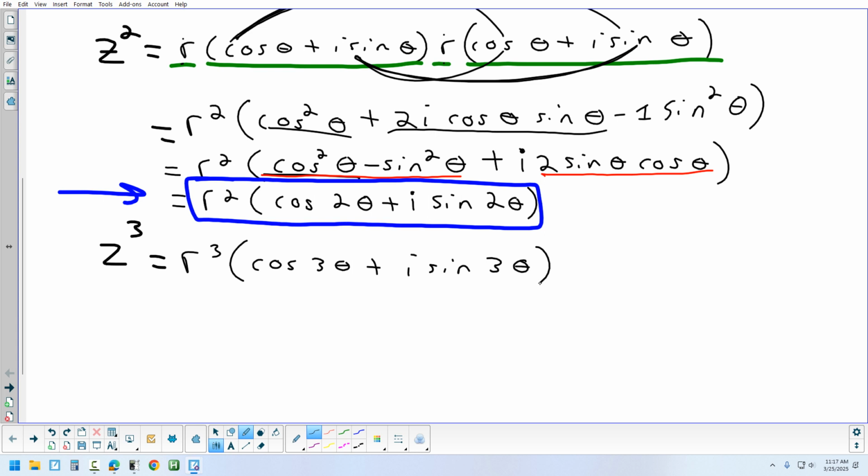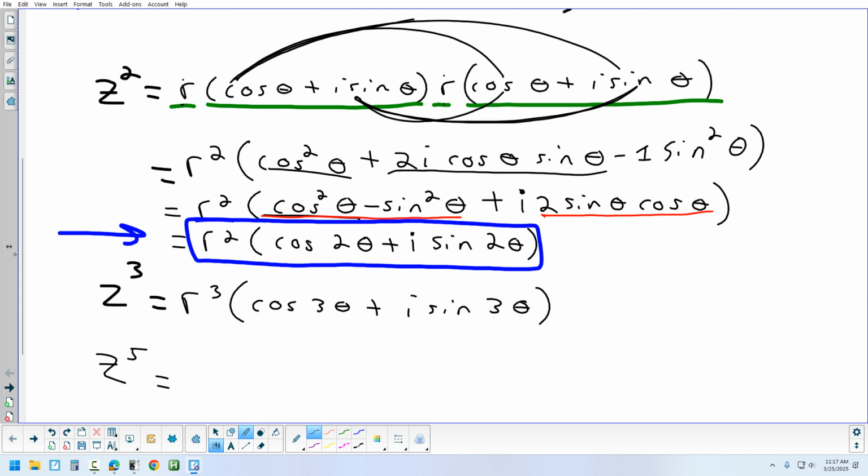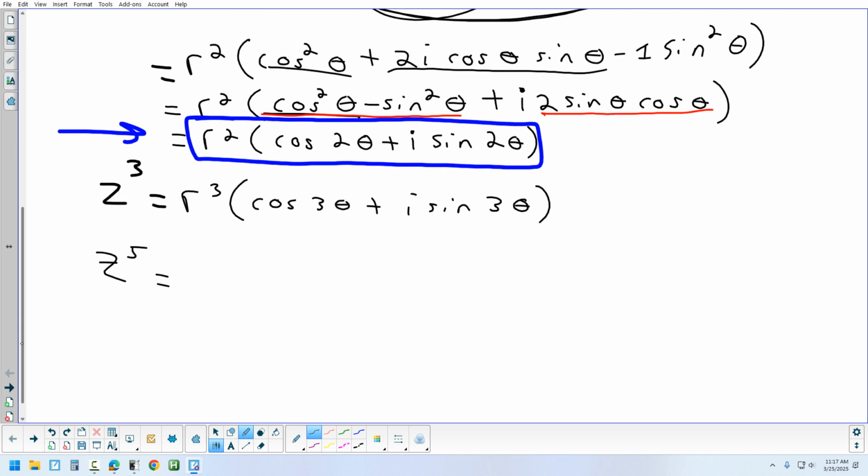All right. How about, let's do one more. If I asked you to raise that to the 5th power, you'd have to write it out 5 times, but when you did everything out and simplified it, what do you think you would get? r to the power 5, cosine 5 theta plus i sine 5 theta. Yep.